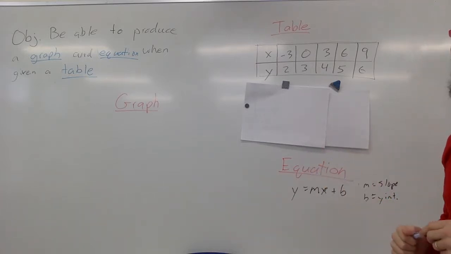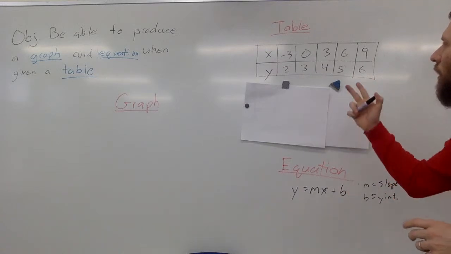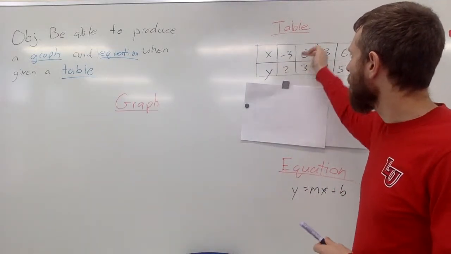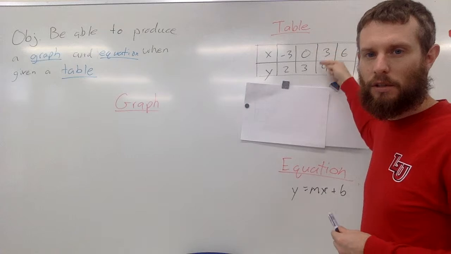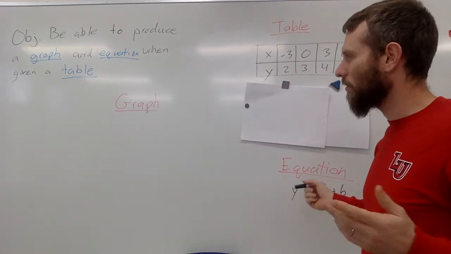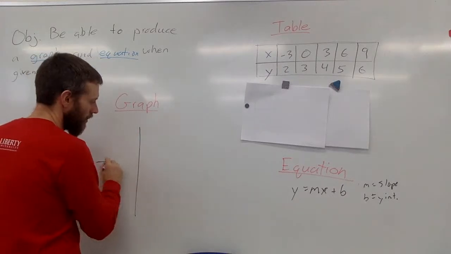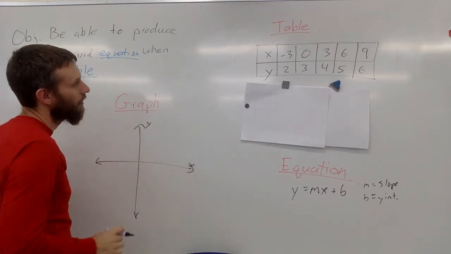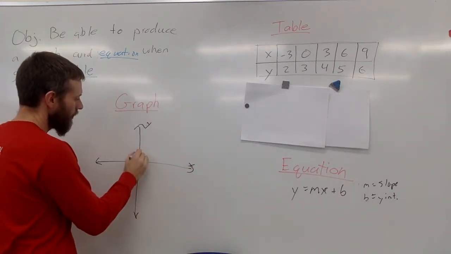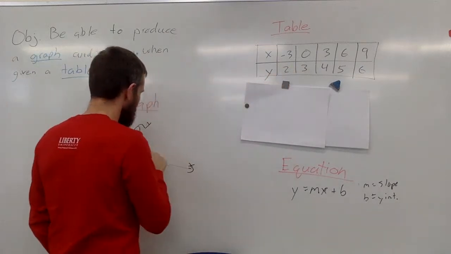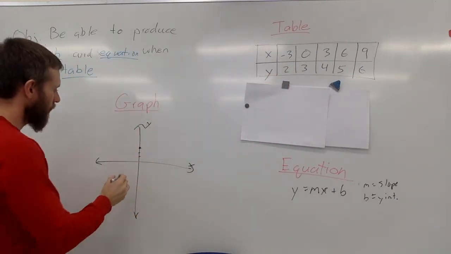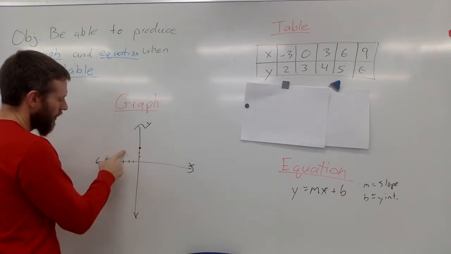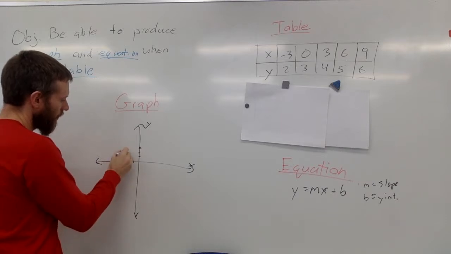Okay, so if we have the table, these are the points that were given to us. Piece of cake, right? These are all coordinates in the table: (-3, 2), (0, 3), (3, 4). So that should not be a big issue to graph. If we make our graph, here's our y, here's our x. (0, 3) is the y-intercept. Okay, that's (0, 3). That would be this point. Let's see, (-3, 2).